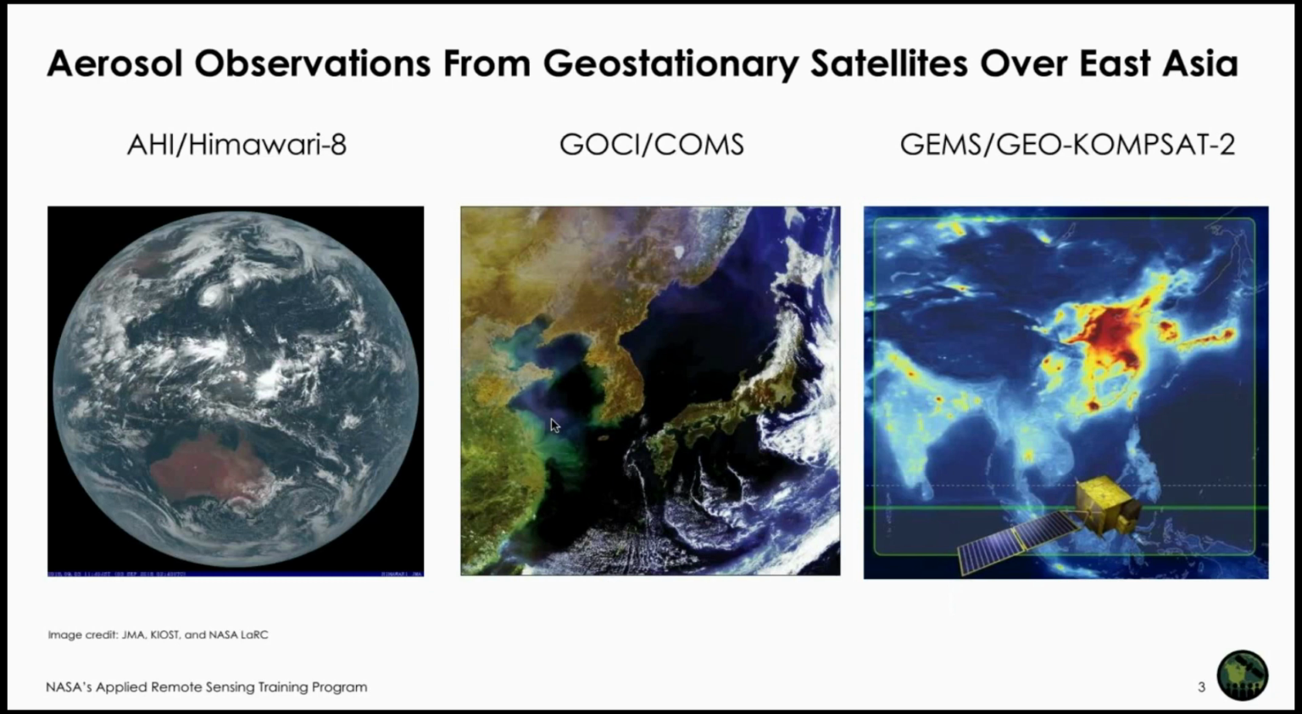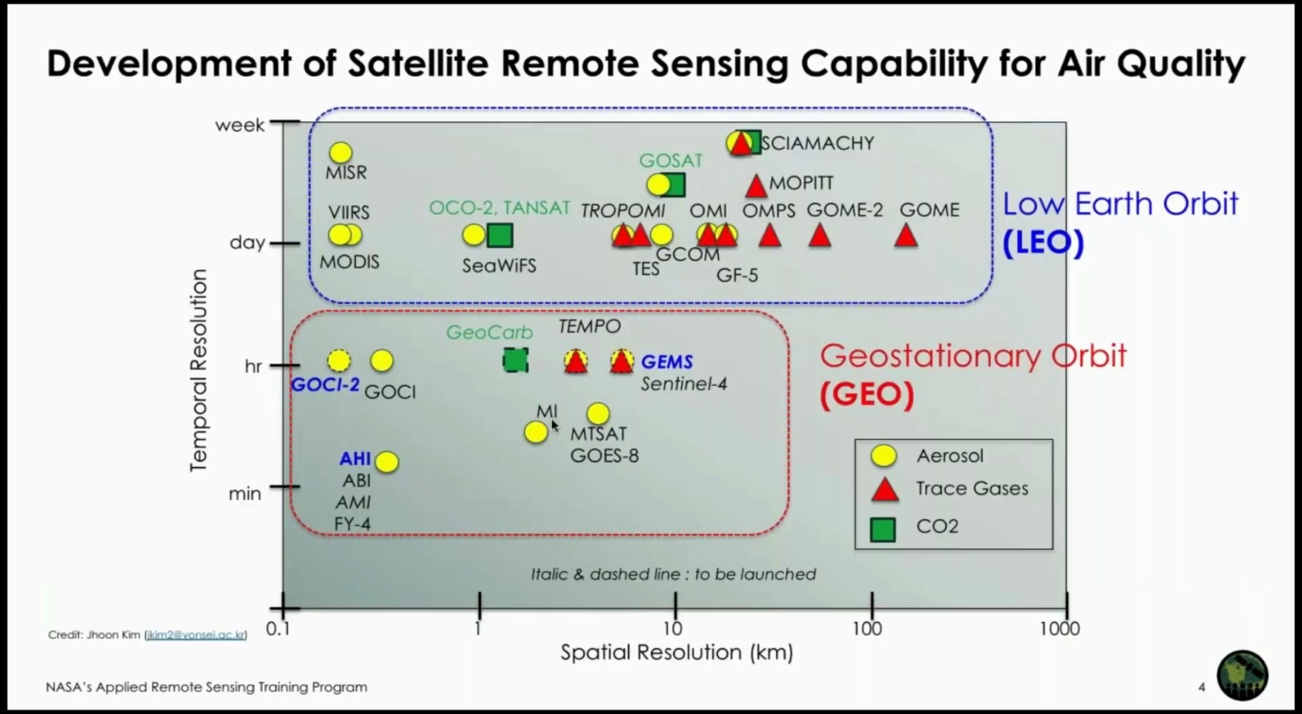Left one is the HIMAWARI 8 full disk true color image. HIMAWARI means a sunflower in Japanese. The second one is the GOCI image, and right one is the GEMS nitrogen dioxide image, which will be launched next year.